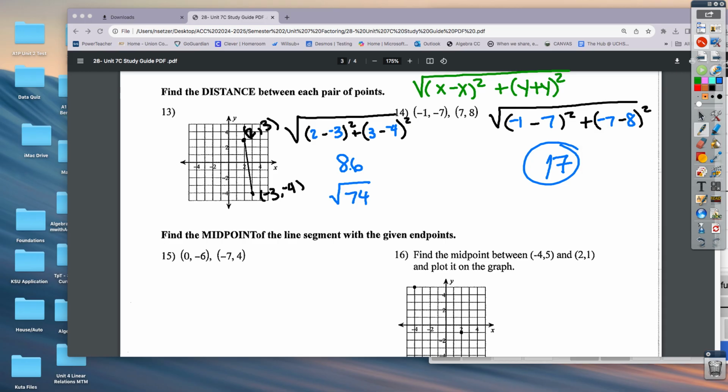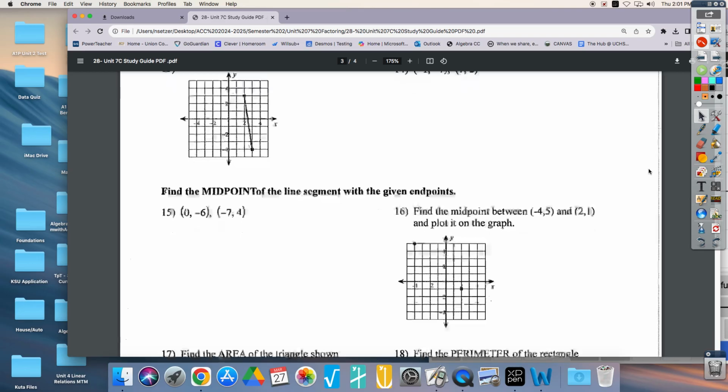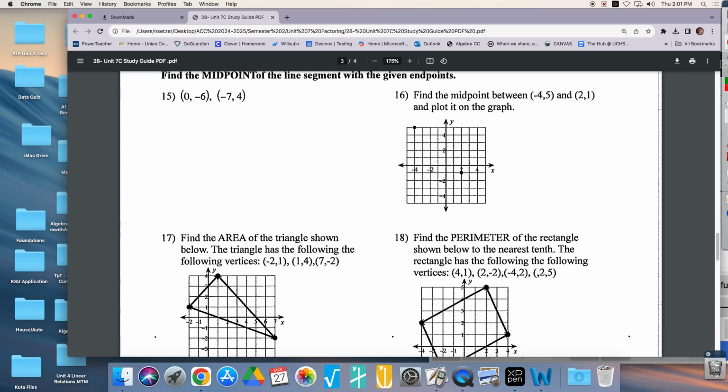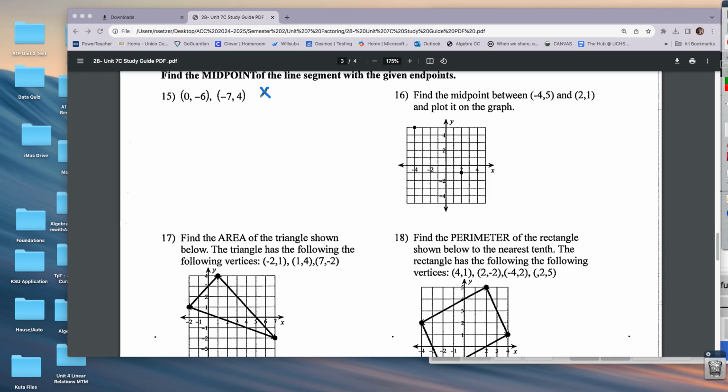All right, midpoint. Midpoint's so easy. I love midpoint because it's finding the average. What is the average distance, the middle? Average means middle if you weren't aware. So we take our x values. So this is just x plus x divided by 2. And then y plus y divided by 2. And that gives us two new numbers.